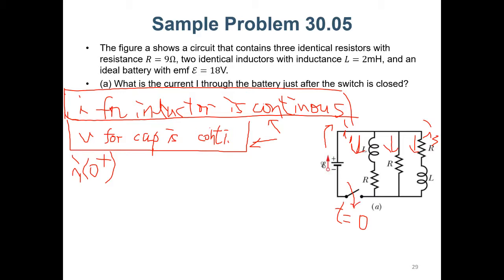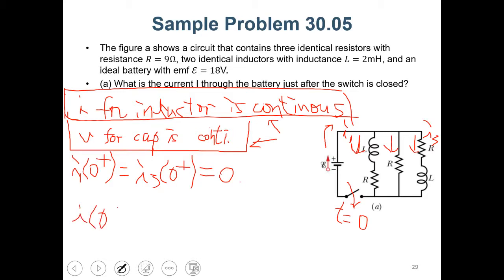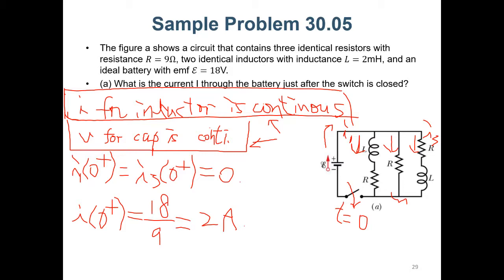Okay, so suppose when t equals 0, the switch is closed. So I1(0+) equals I3(0+) equals 0. So for the battery, I(0+) should be only the middle current, which is 18 over 9 ohm, which is 2 A. Okay, so this is easy.